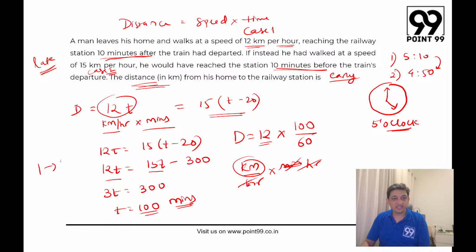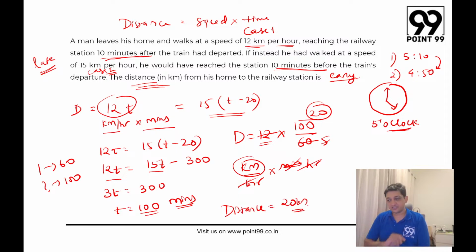ठीक है, so 1 hour is 60 minutes. So how many hours is 100 minutes? So 100 by 60, cross multiply करके you will get this. So you will get 12 5s are 60, 5 into 20 is 100. You will easily get D का value as 20 kilometers. So in this particular case, the distance between the home and the station will be 20 kilometers.